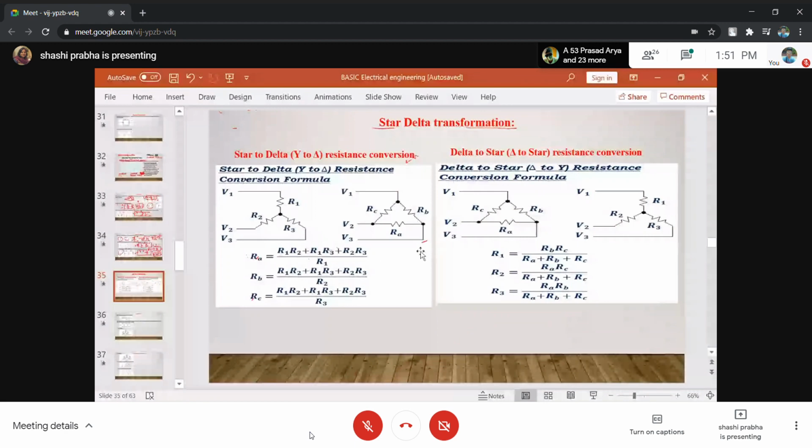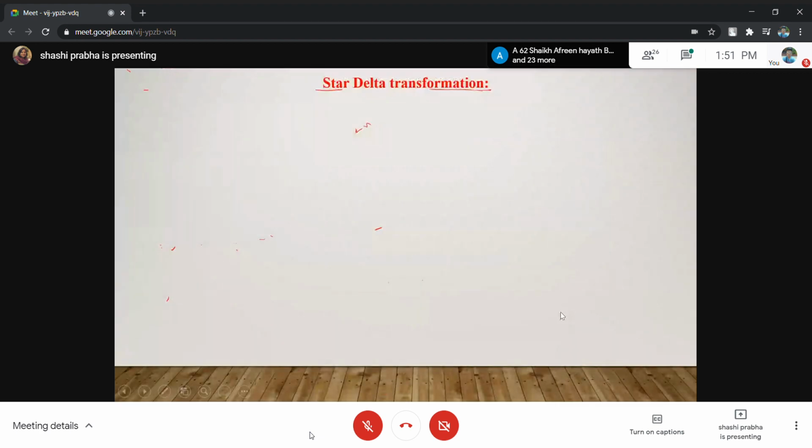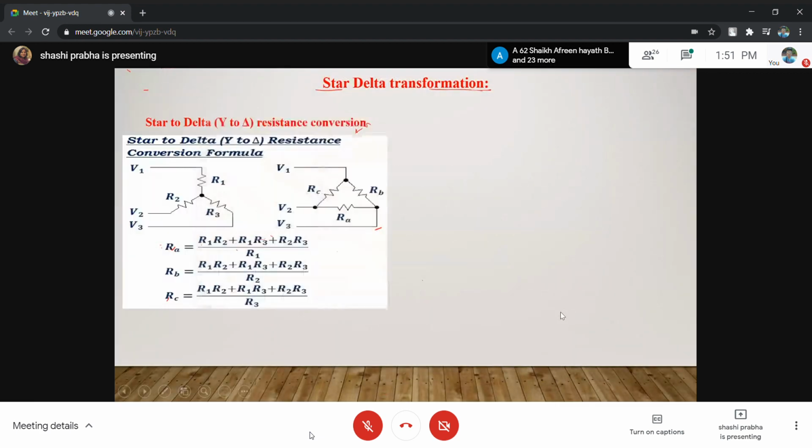So next is source conversion. Sorry, star delta transformation. This is star to delta. This is called as star to delta transformation.